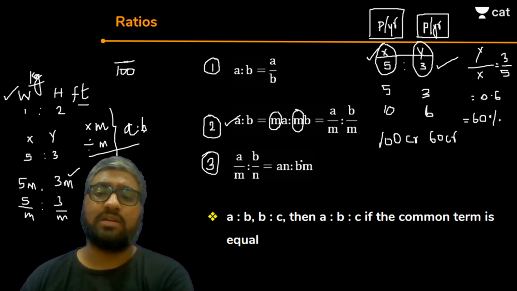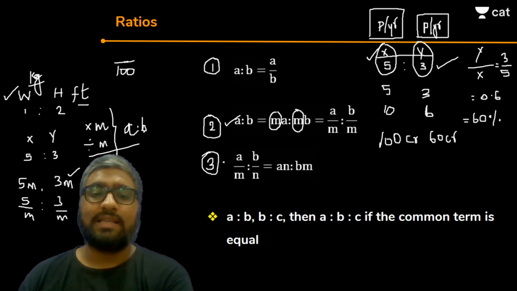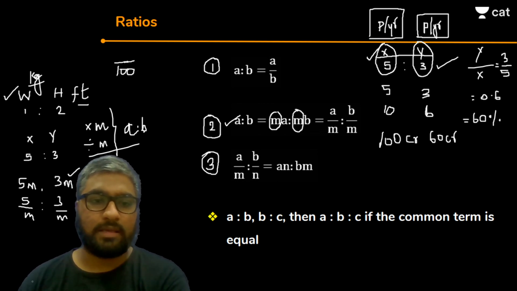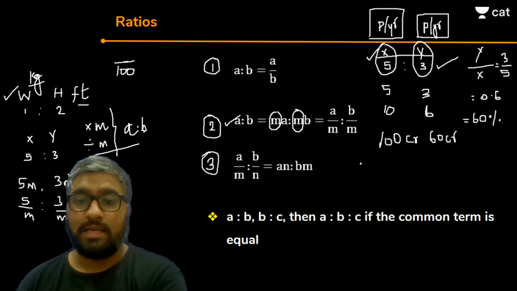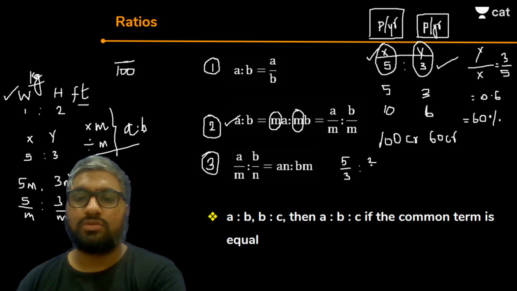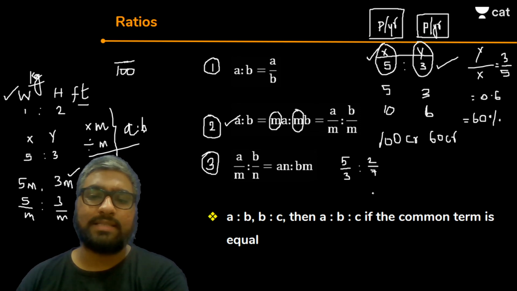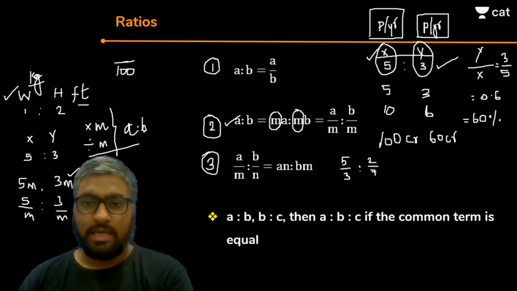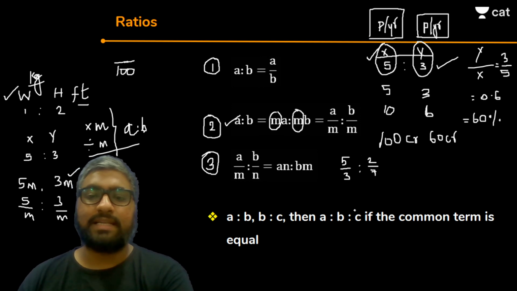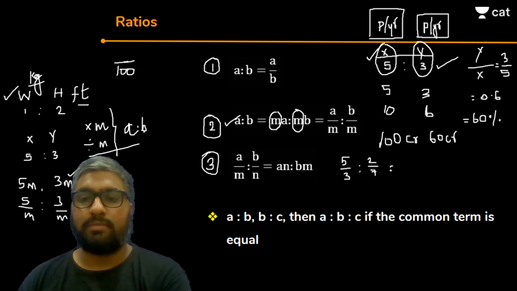If the ratio itself is in fractions, what does this basically mean? Let me give you a quick example. Let's say we have a ratio that is 5 by 3 is to 2 by 7. If two entities are in the ratio 5 by 3 is to 2 by 7, what happens here? When I say "is to," I basically divide it, right? So this would be equal to what?